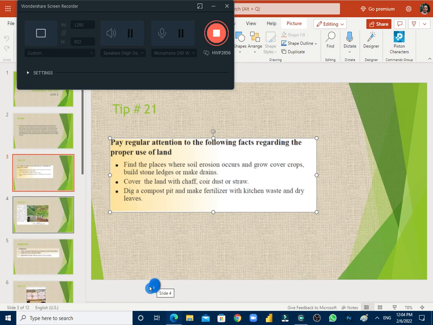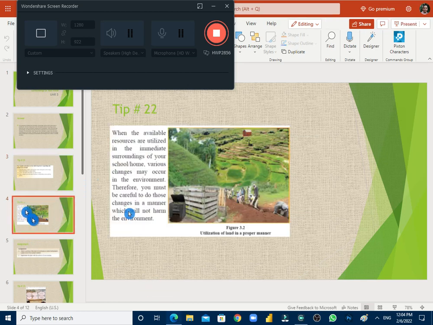Let's go. Tip number 23. When the available resources are utilized in the immediate surroundings of your school or home, various changes may occur in the environment. Therefore, you must be careful to do those changes in a manner which will not harm the environment.